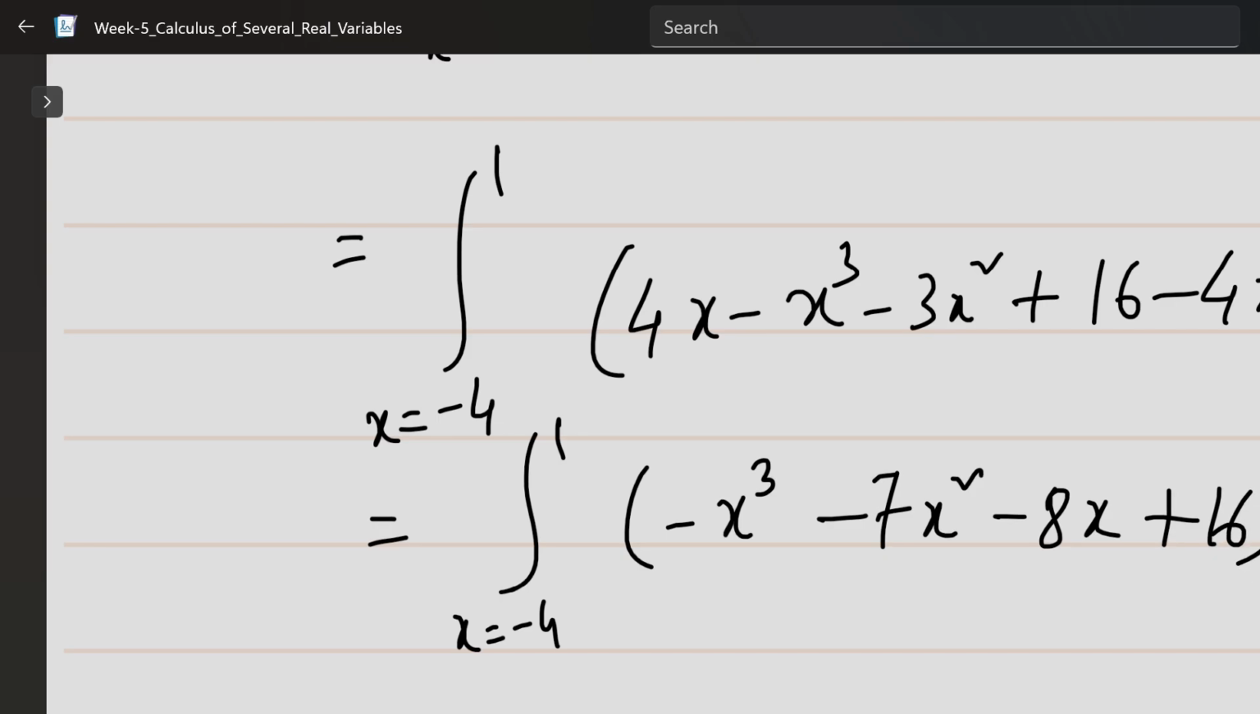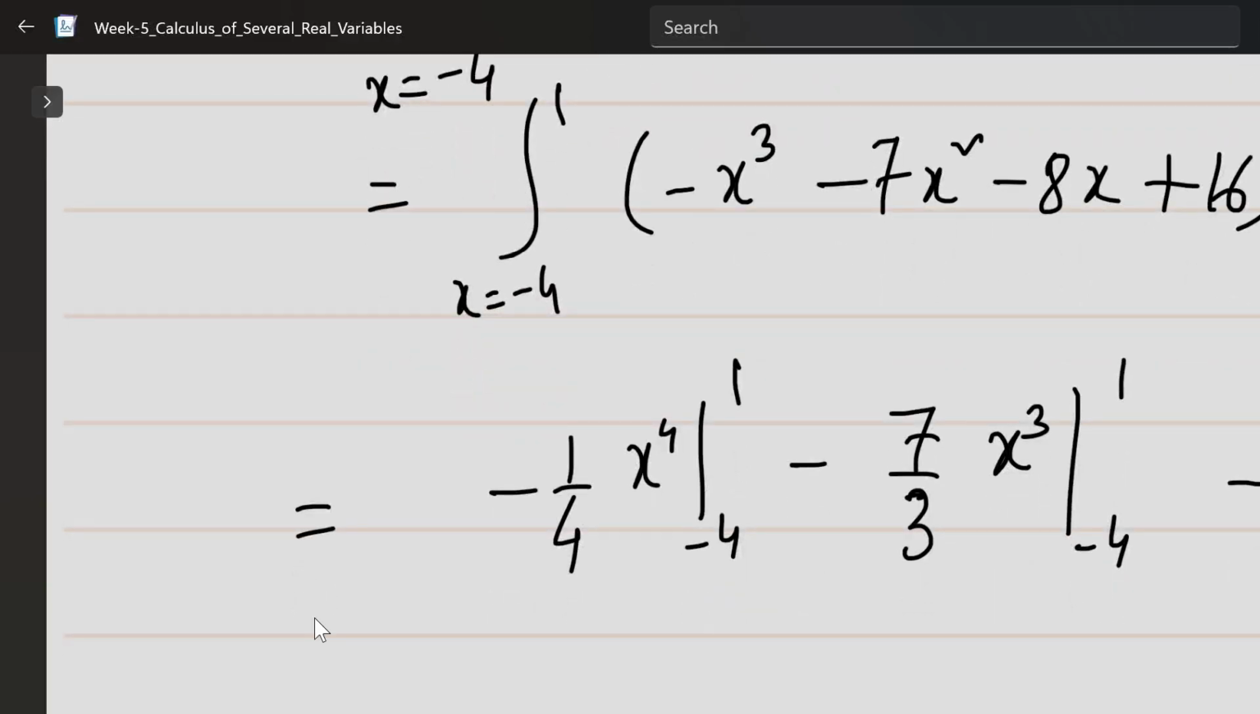So just do normal integration. So it is 1 by 4 into x power 4, from minus 4 to 1. It is quite a heavy calculation. Then 8 by 2 x square from minus 4 to 1, and 16 into x from minus 4 to 1. Did you solve? Anyone? Anyone solve? 1 minus 256.